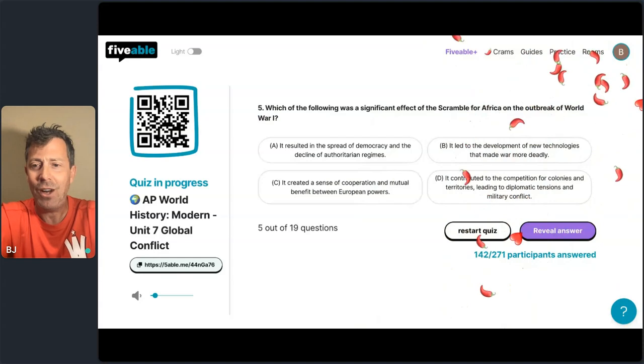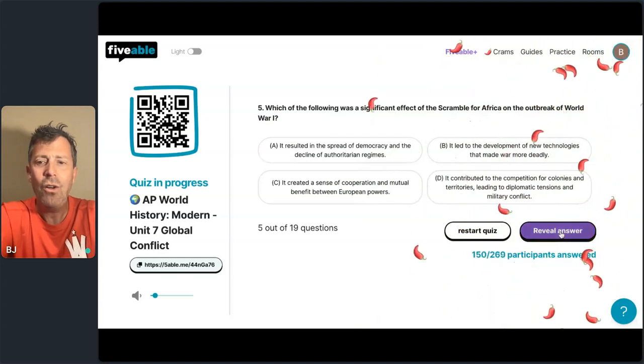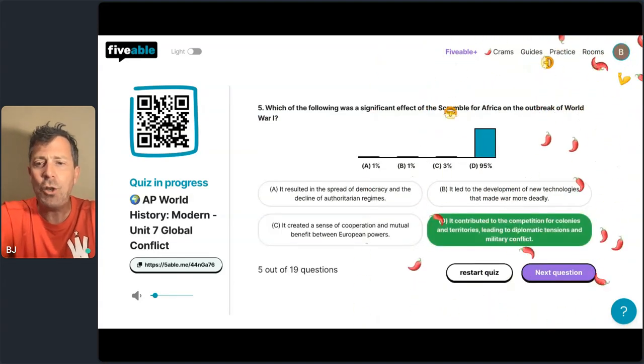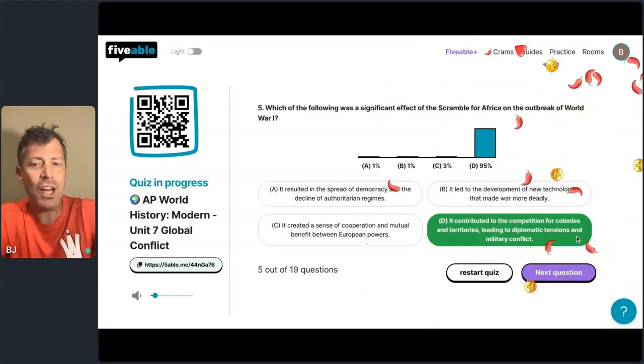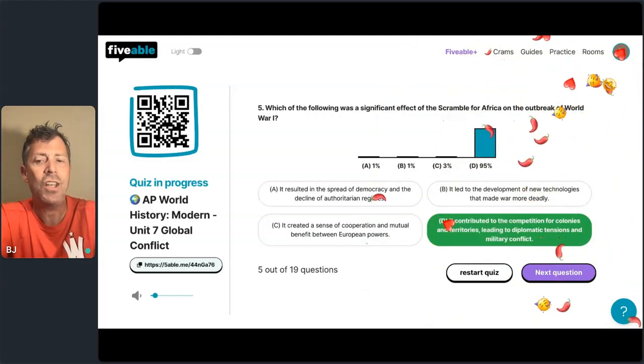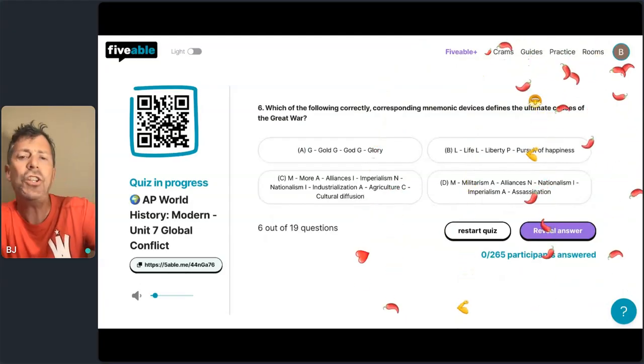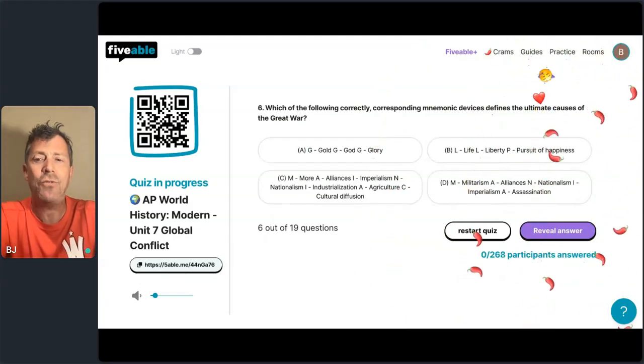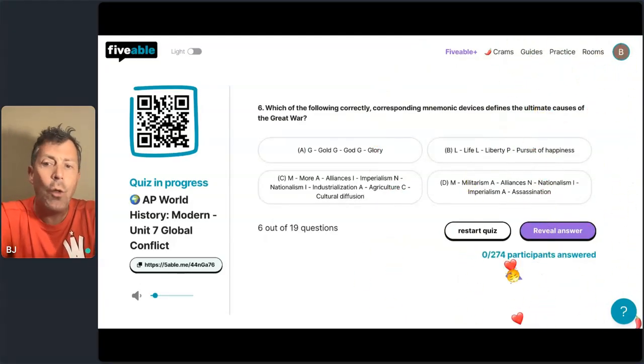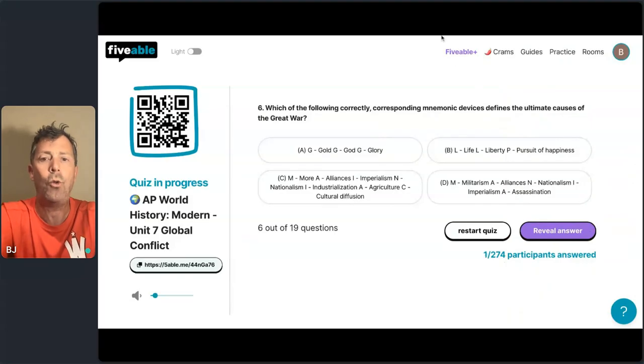And let's reveal. Ready, set, and go. And we have it contributed to the competition for colonies and territories, leading to diplomatic tensions and military conflict. Great answer. I like that. Which of the following correctly corresponding mnemonic devices defines the ultimate causes of World War I, the Great War?